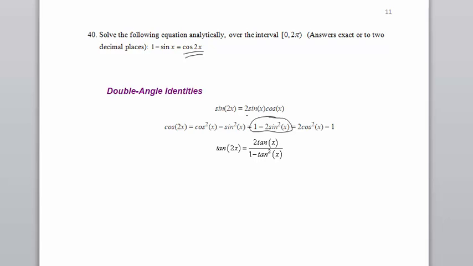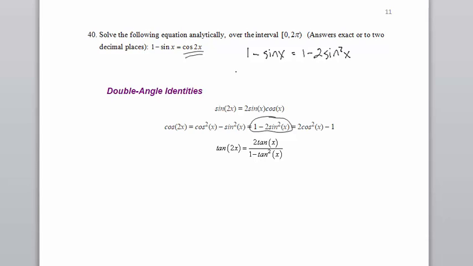So if I replace cosine 2x with 1 minus 2 sine squared x, then I get the following equation: 1 minus sine x equals 1 minus 2 sine squared x. And the good news is I got everything in sine now, right? So I think what I want to do next is to set everything equal to 0. Get everything on one side, because this looks like one of those that'll factor, right?